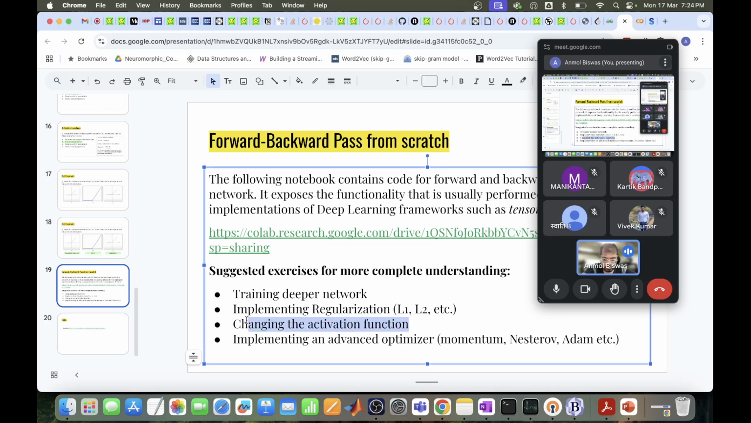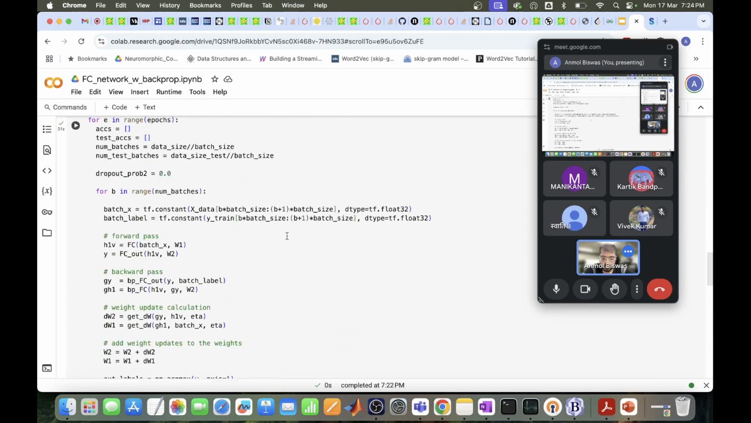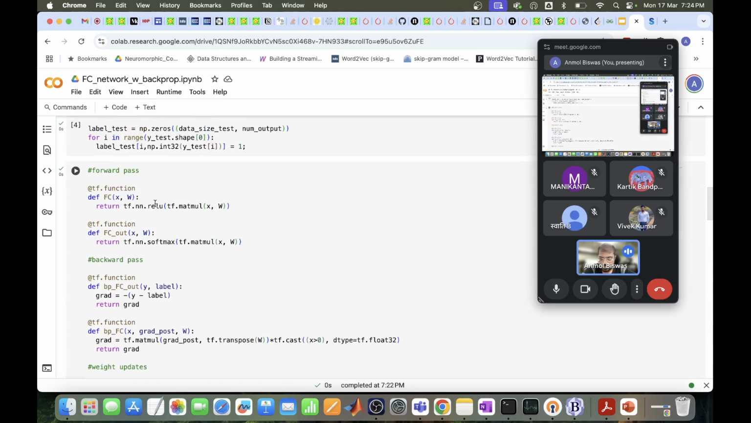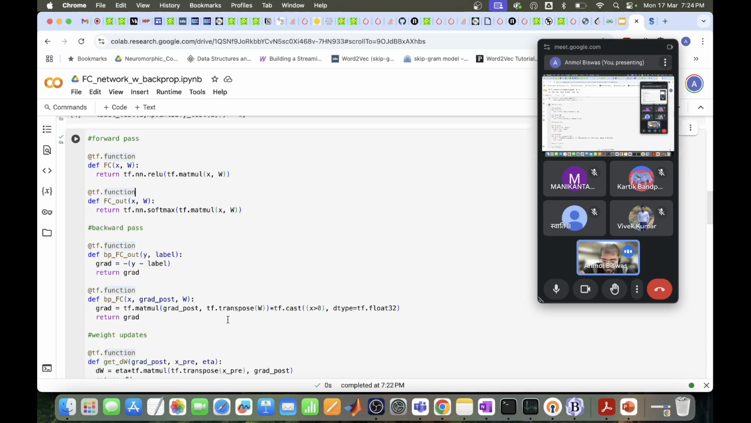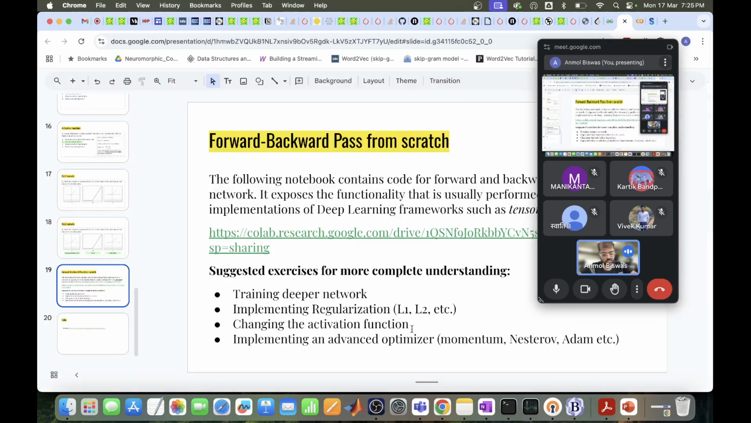Then the third thing is you change the activation function, right? Here I'm using the ReLU activation function. Obviously, for the output layer, you will not change it, right? So you can swap this ReLU with something else. What you'll also have to do is, if you swap this ReLU with something else, you have to change this backward pass function as well, right? You have to change this part of it. So this is the gradient of the ReLU, but if you use sigmoid, for example, then you have to apply the gradient of the sigmoid over here, right? So that would be changing the activation function.